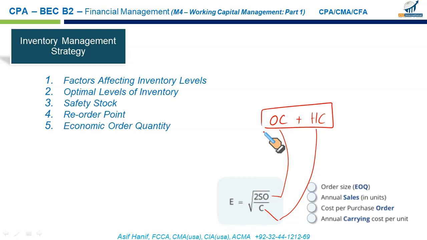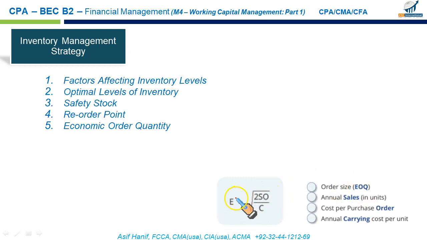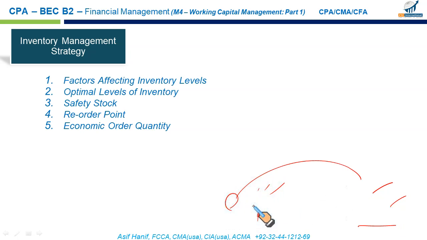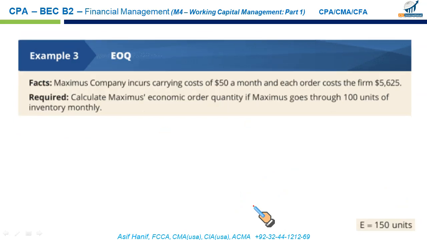So what are the legends here? EOQ is the economic order quantity, the order size. S is the annual sales in units. O is the cost per purchase order, or the ordering cost, and C is the holding cost. So if you plug in these variables, the formula will return the order size that should be placed in order to minimize, remember, minimize the sum of your ordering cost and holding cost. So we have a question here.